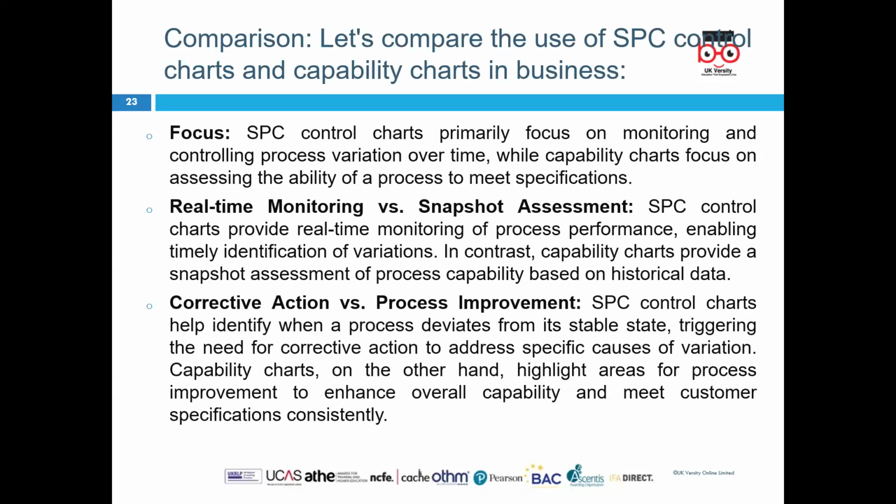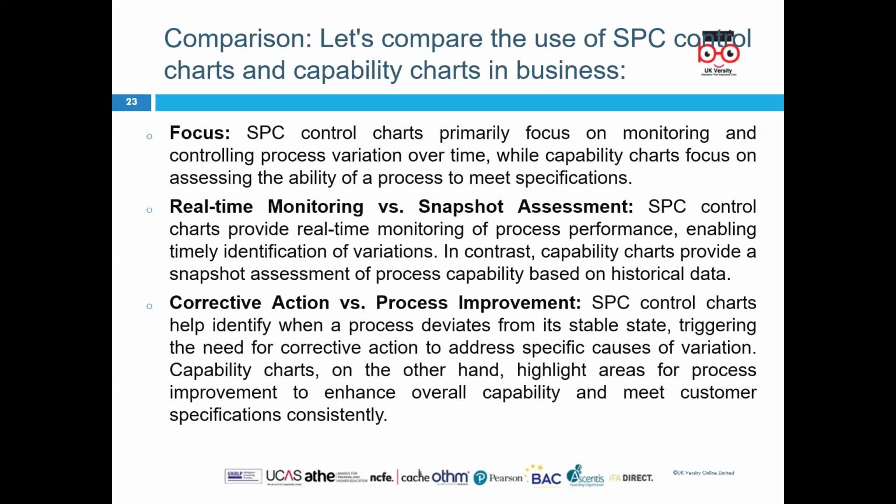Now we'll go into the comparison. SPC charts primarily focus on monitoring and controlling process variation over time, whereas capability charts focus on assessing the ability of the process to meet specification. That is the difference between SPC and capability charts in businesses.